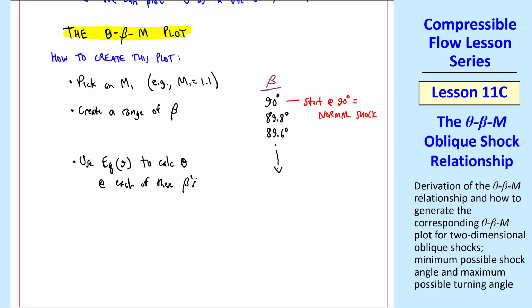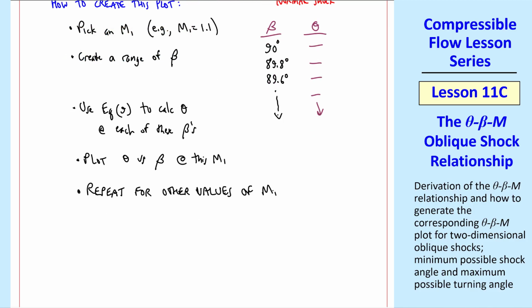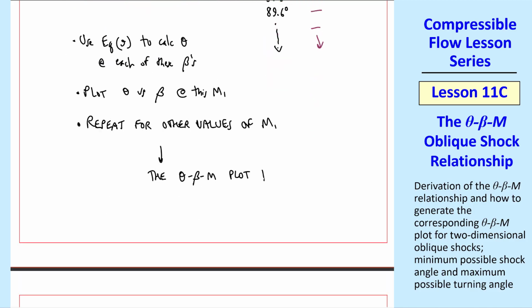We use equation 9 to calculate theta at each of these betas and at this M1. In Excel, I make another column and calculate these values of theta. Once I have these two columns, I plot theta versus beta at this M1. Then I repeat for other values of M1. This is how we generate the Theta-Beta-M plot.